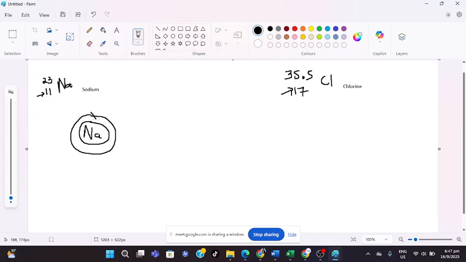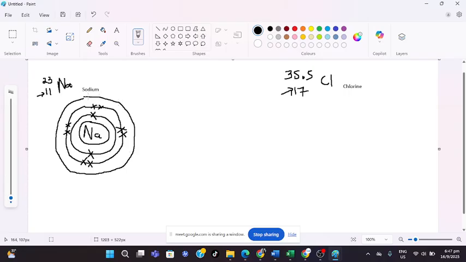The first shell holds a maximum of 2. The second shell holds a maximum of 8. That's 2 and 8, which is 10. But we want 11, so I'm going to end up with 3 shells. Therefore, it wants to lose 1, so its outermost shell would actually have 8.